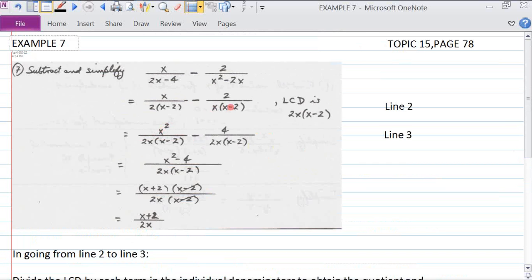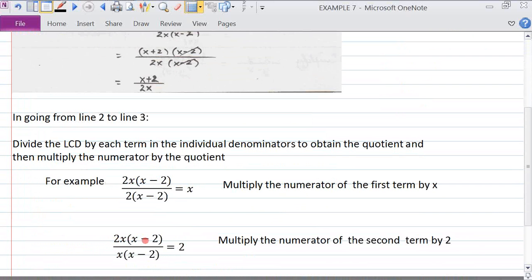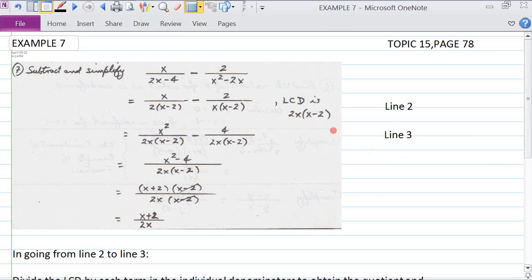Now, when I take this term and divide the lowest common denominator by it, you can see that I'm going to be left with 2. So 2 times 2 gives me 4. Done it right down here. Here is the lowest common denominator. Here is the denominator in the second term. The x's cancel, the x minus 2's cancel, and I'm left with 2. And that's why I multiply this by 2, and I get 4.